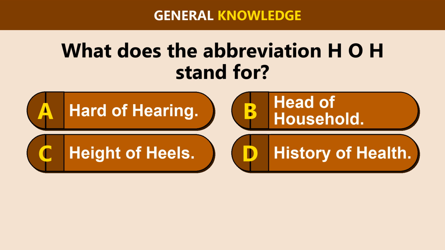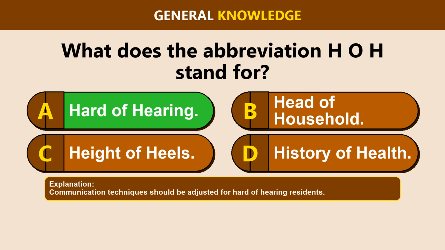Question 4. What does the abbreviation HOH stand for? Option A. Hard of hearing. Option B. Head of household. Option C. Height of heels. Option D. History of health. The correct answer is option A. Hard of hearing. Communication techniques should be adjusted for hard of hearing residents.